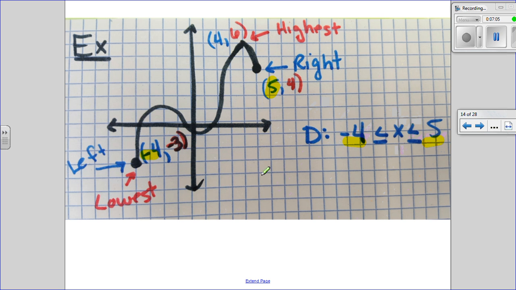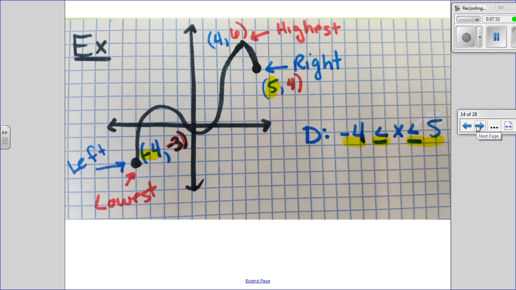In the middle, since this one's a closed circle, we have that equal. Since this one's also a closed circle, we have it equal. And we're done with the domain. Notice that I did not use this number here, the 4. And the reason I didn't use it is because, yes, it's part of the domain, but the farthest one is 5. So this right here tells me that the graph is between -4 and 5. And well, 4 is between -4 and 5. So we're good. It's covered.